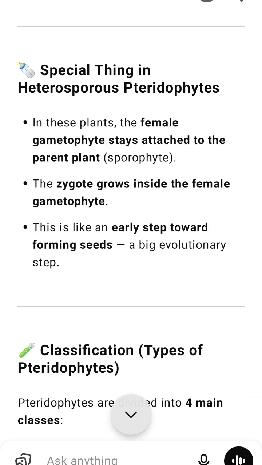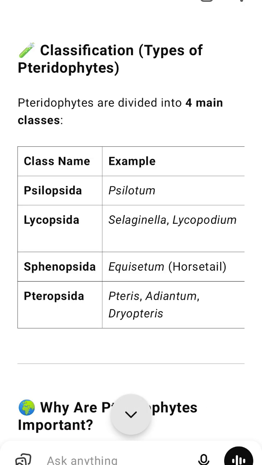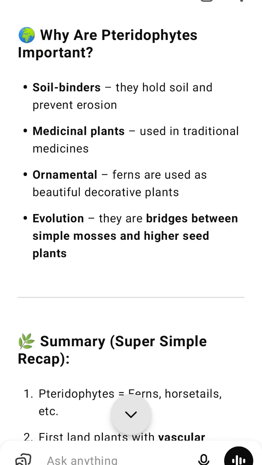This is a step towards seed development in evolution. Classification: groups of pteridophytes. Class name, examples, main features.